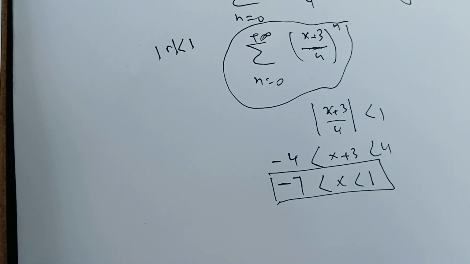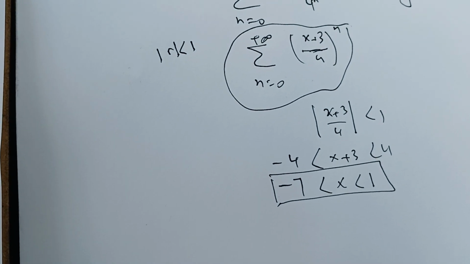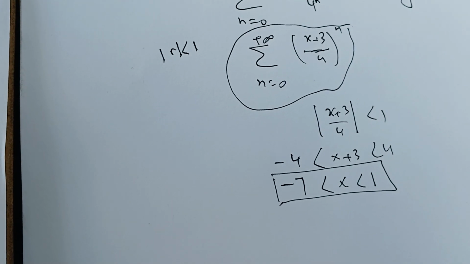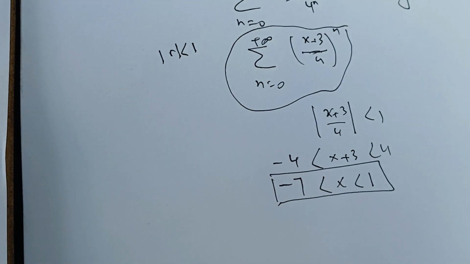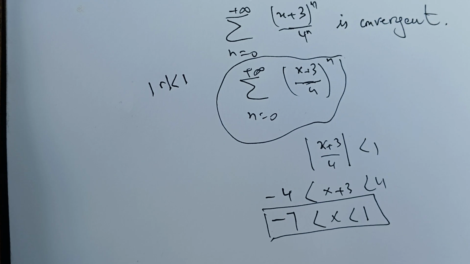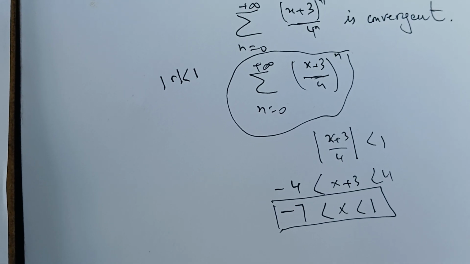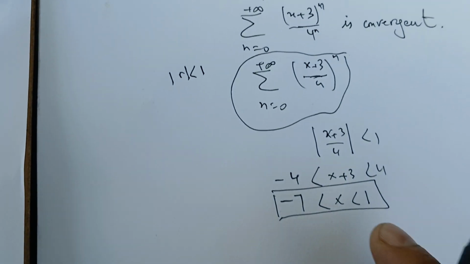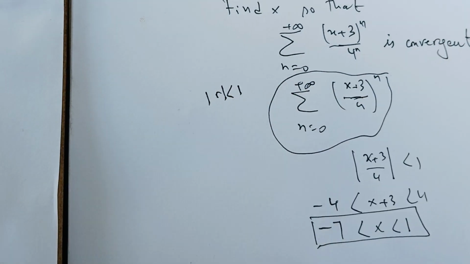So that's the key that we get, and this gives us our result for this geometric series. This is the only condition that we need.